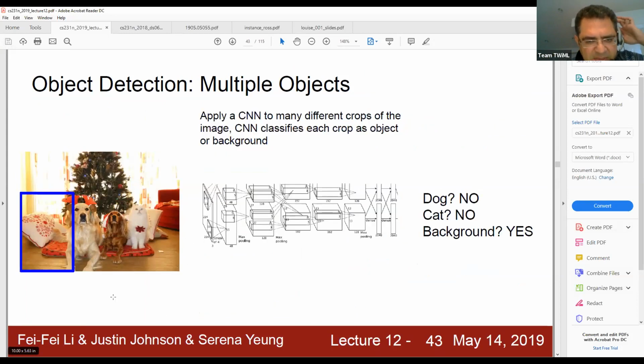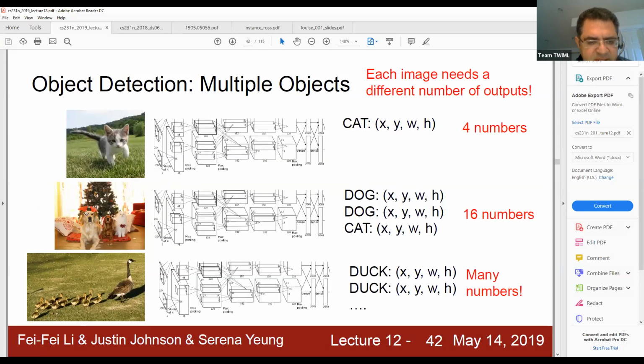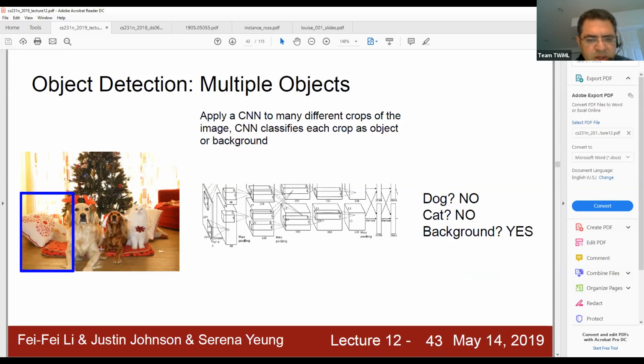So now what I want to do is detect multiple objects in the image and put a box around them, right? So what's the simplest thing you can do? You can take crops of this image. You can make different crops from this image, and then pass it through a convolutional network and say, is it a dog, cat, or is it background? Because in some places in the image you have nothing, right? So you need a background class.